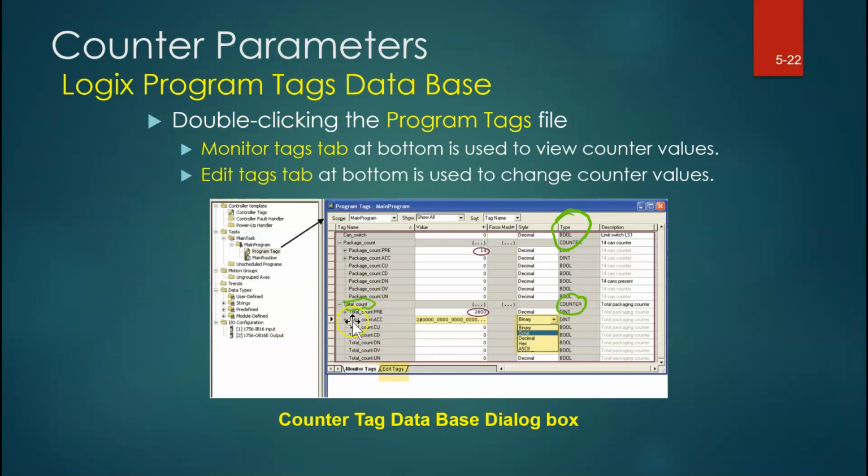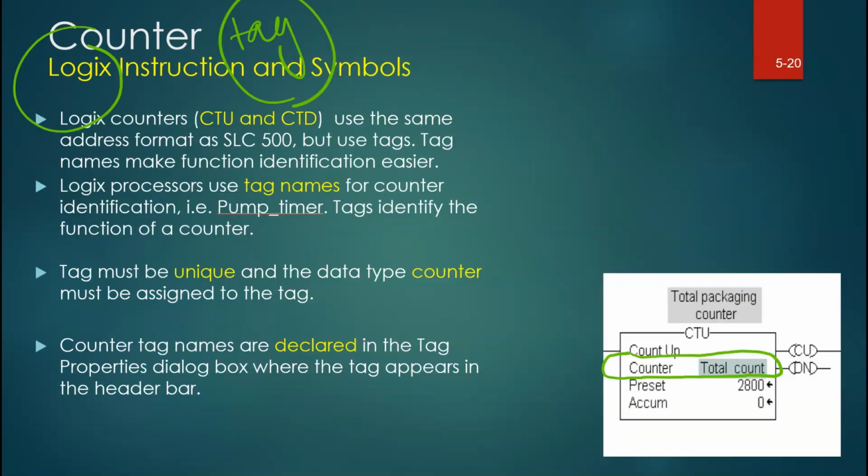So here, let's assume that we have this total tag. The next step is declaring the type of the tag that you have created. If you're creating a tag for your counter, then the type needs to be a counter type. The other two parameters are similar to the rack-based system. We do have preset and accumulator value.